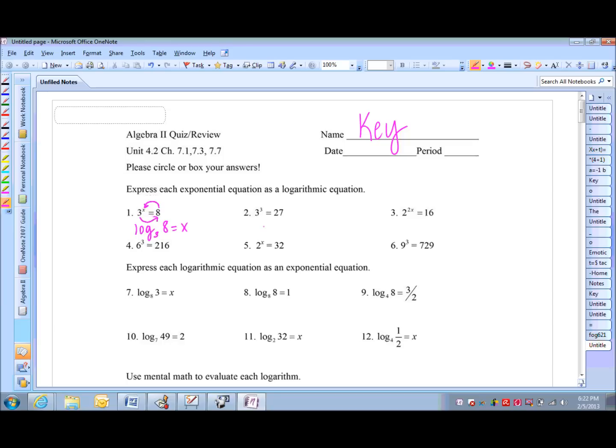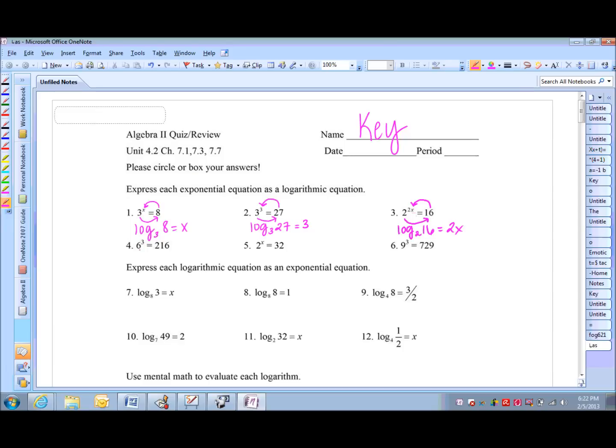Okay, now let's do the same thing with number 2. We start off with our base of 3, roll over to the 27, and then from the 27 back up to the exponent of 3. And we write it as log base 3 of 27 equals 3. Okay, on problem number 3, we start off with our base of 2. We pick up 16 and then go from 16 to the exponent of 2x. And we write it as log base 2 of 16 equals 2x.